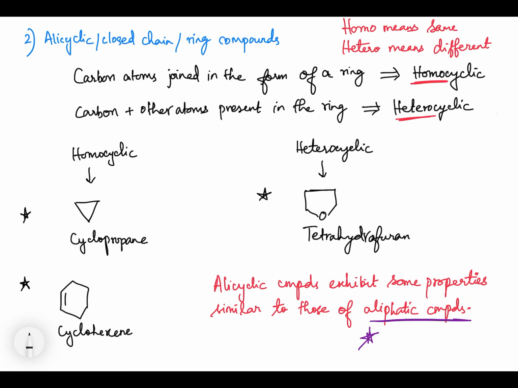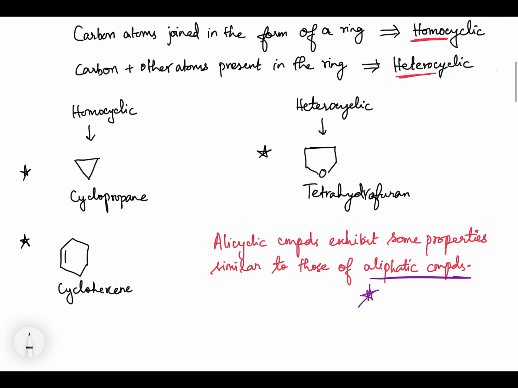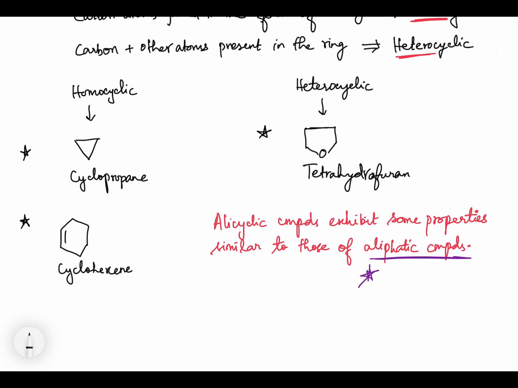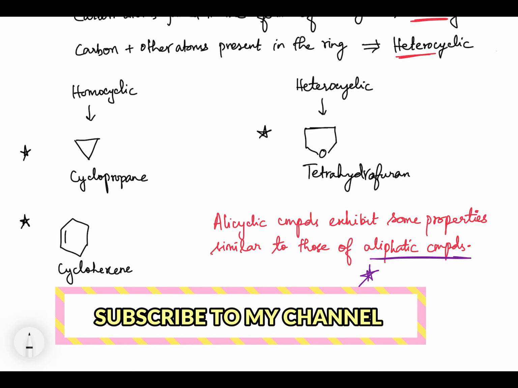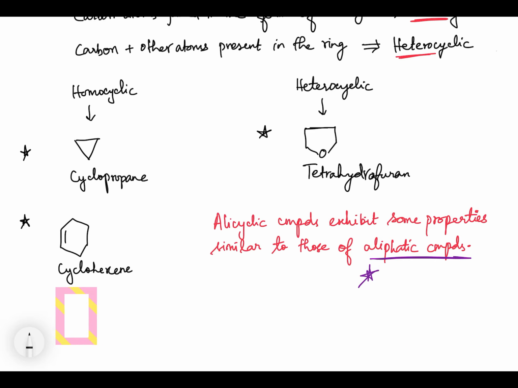When only the carbon atoms are present in a ring, then it is known as a homocyclic compound. When carbon atoms plus some other atoms are present in the ring, it is known as a heterocyclic compound. You can see the examples for homocyclic as well as heterocyclic compounds over here. Cyclopropane, you can see 3 carbons in the form of a ring. Now cyclopropane is a homocyclic compound because it contains only carbon.